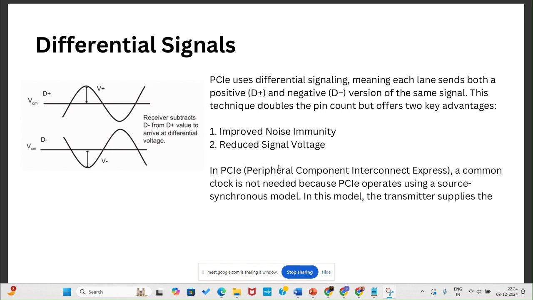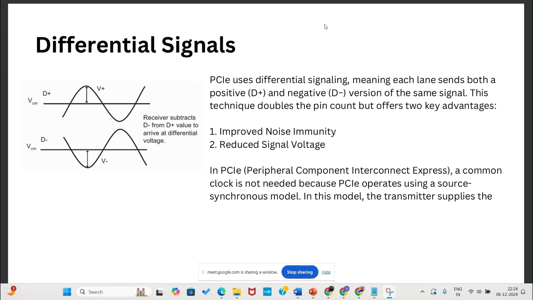Yes. So let us discuss PCI differential signals. PCIe uses differential signaling, meaning each lane sends both a positive and negative version of the same signal. This technique doubles the pin count but offers two key advantages. It improves noise immunity since both signals travel closely together. Any noise affecting one affects the other equally. So the receiver, which measures the difference between the two signals, cancels out the noise, improving the signal integrity.